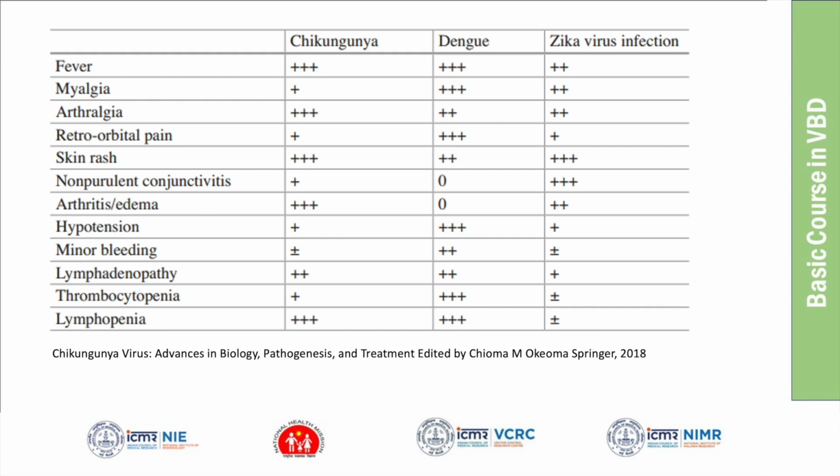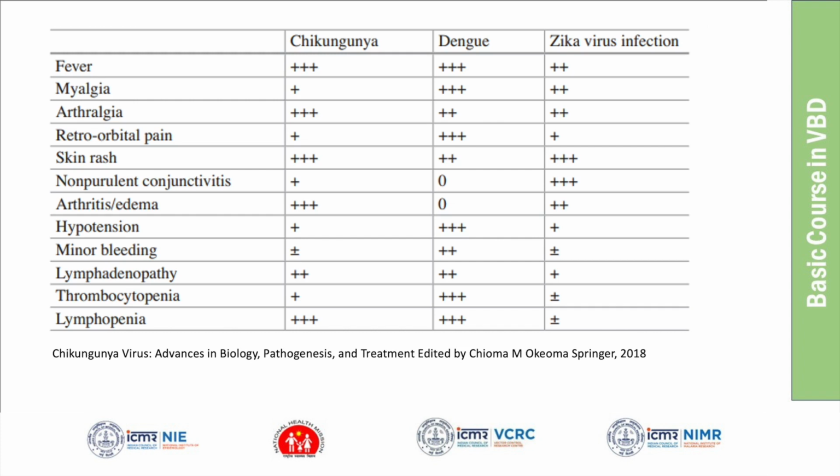Sir, what do the plus and minus indicate? It may be there, may not be there. Like thrombocytopenia. What is thrombocytopenia? Low platelet count. Platelet count will be very low in dengue. In Zika, it may be there or may not be there. In chikungunya, it will be mild. But platelet count will be very low in dengue.